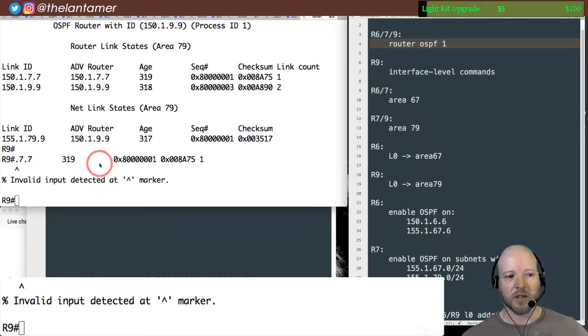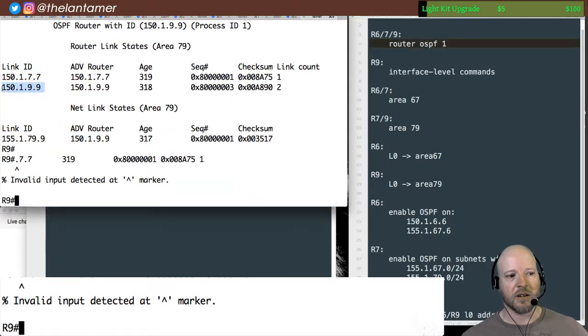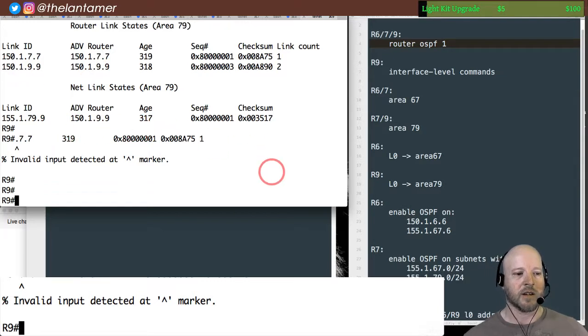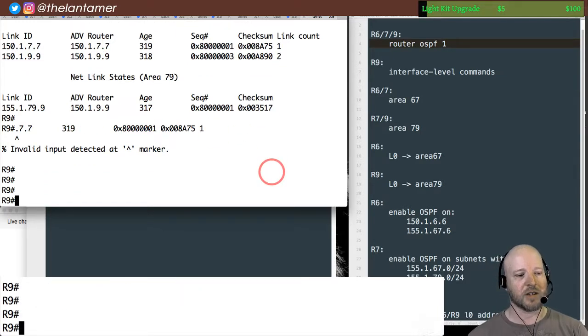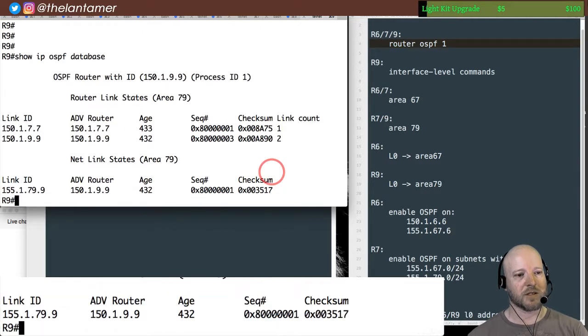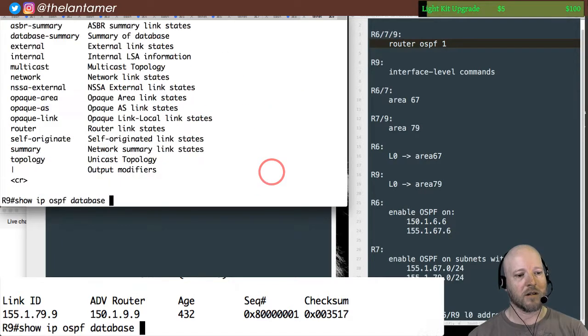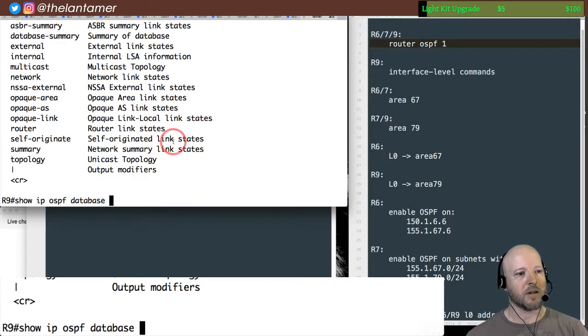So router 9 we did, okay, that is the link ID. This is the loopback. That happens to be the router ID. No, that's not a route to the loopback though. Yeah, I guess I'm not sure why I'm seeing that. Show IP OSPF database. Let's do it by area. We can do that, right?